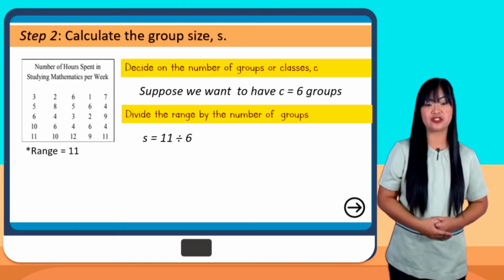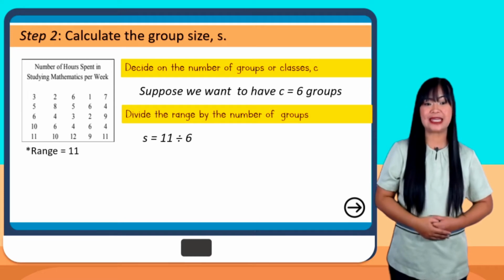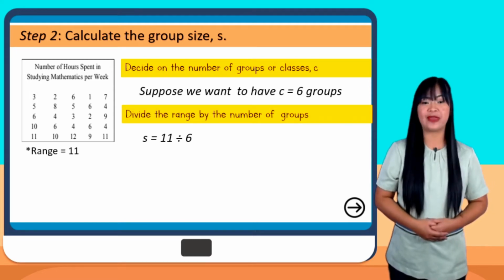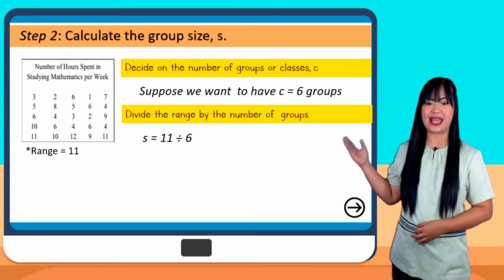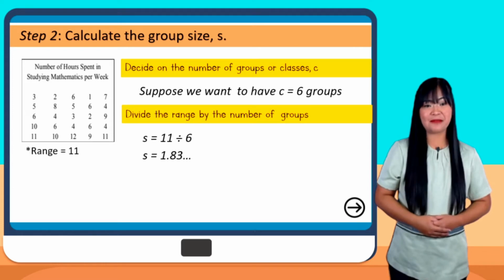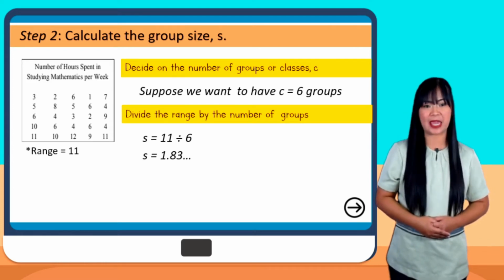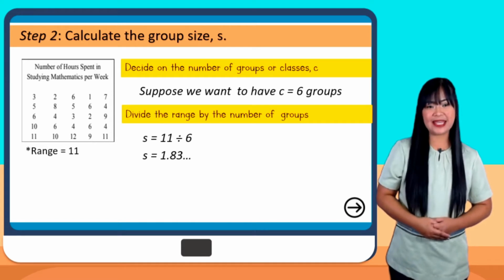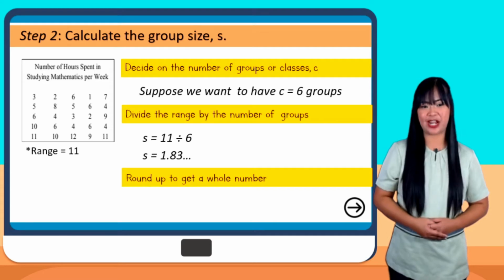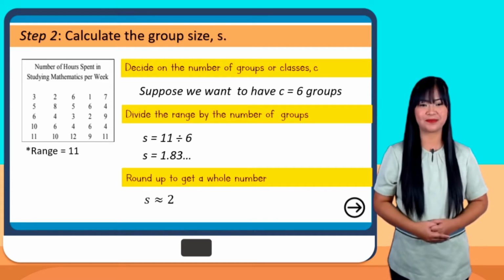Our computed range earlier is 11, and the number of groups is 6. So, dividing them, we will have S equals 11 divided by 6. Then, S equals a non-terminating decimal 1.83. In this case, we will round up to get a whole number. Therefore, S is approximately 2.